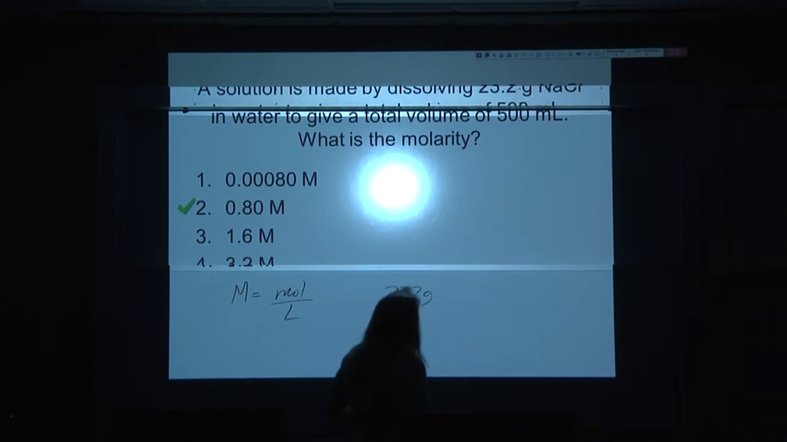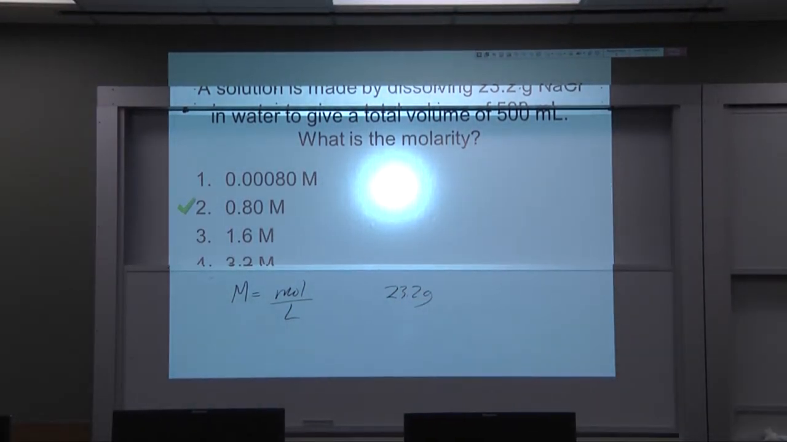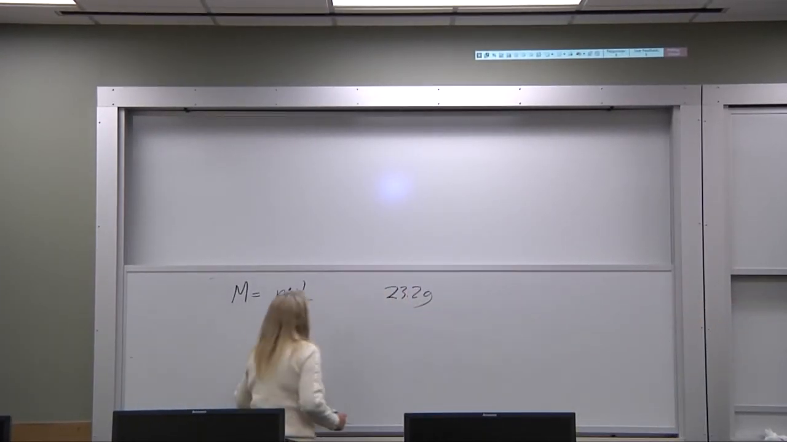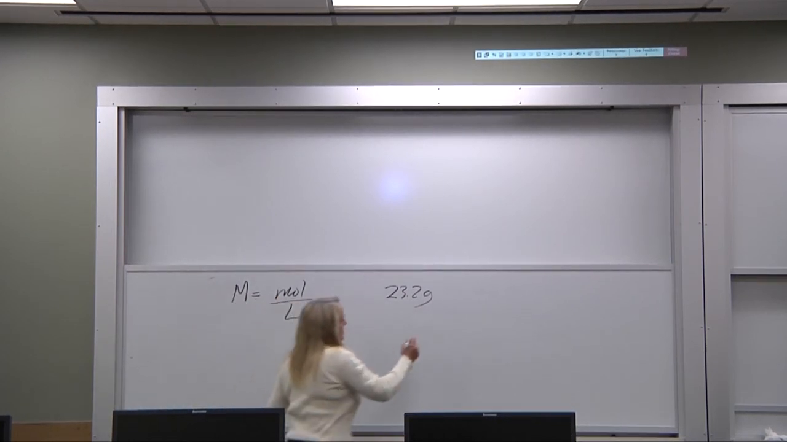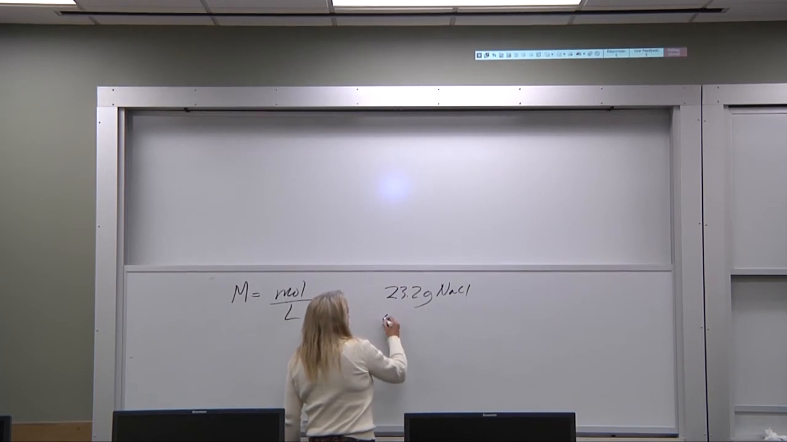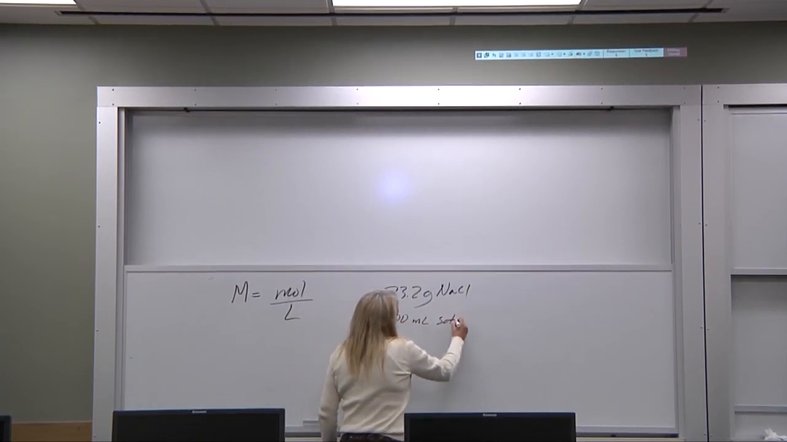I think that's 23.2. Okay, so to solve this problem, I want to know what the molarity is if I have 23.2 grams of sodium chloride and I put that in 500 milliliters of solution.